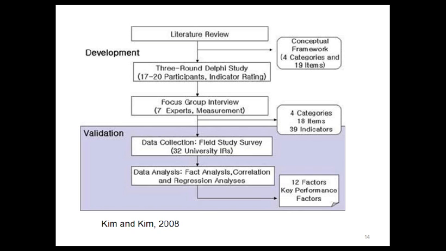So they used the Delphi method. They started with a big literature review and came up with their conceptual framework of 4 categories and 19 items. And then they did a 3-round Delphi study. They worked with librarians who had run an IR for at least 1 year, so they had very practical, tacit knowledge and experience. And they did focus group interviews as well with chief librarians. Those are the visionary people, the people who have actually been able to secure the funding for these projects, to try and validate and define those indicators.